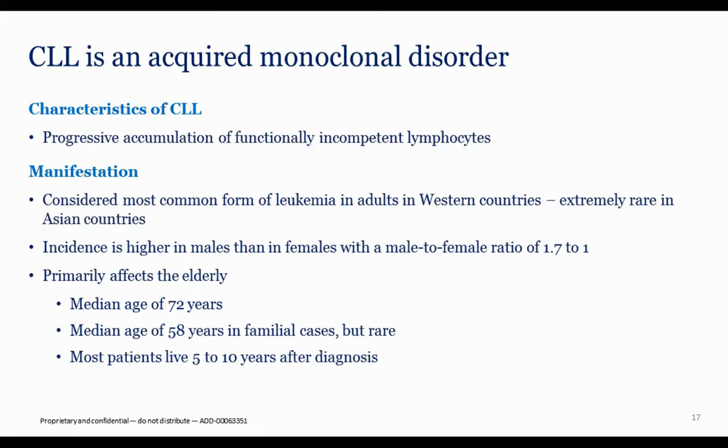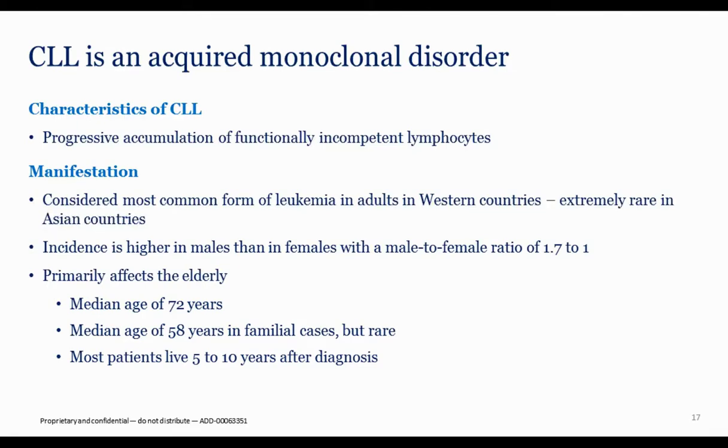When we look at the incidence of CLL, the incidence is slightly higher in males than in females. The ratio is 1.7 males to 1 female, and the disease primarily affects the elderly. The median age is around 72 years of age. There are some cases of familial CLL, and here the median age is a little bit lower at 58 years of age, but these cases are somewhat rare, but they do exist. And then finally, patients who do develop CLL actually have a fairly long lifespan. These patients can live anywhere from 5 to 10 years after diagnosis.